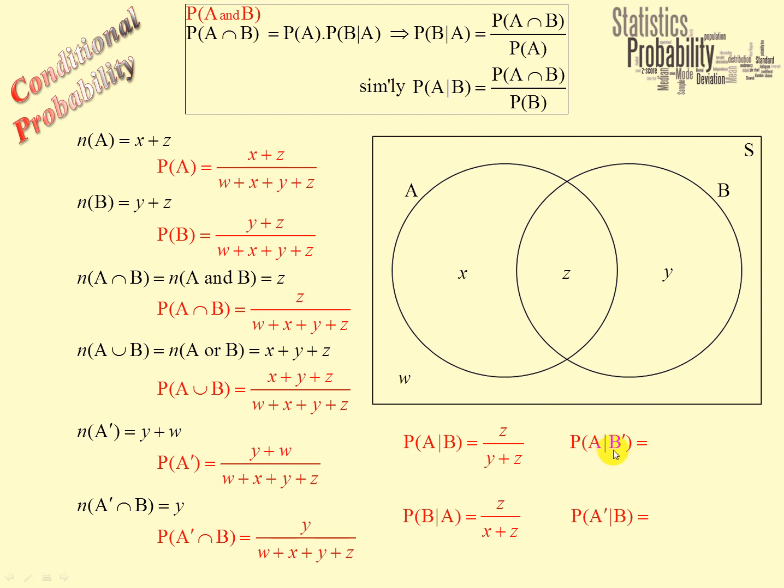Probability of A given B complement. Alright, so it's got to be inside B complement, which is everything outside B, so that's X and W. But we want to know how many in A, so the answer is X. And the total in B complement is X plus W.